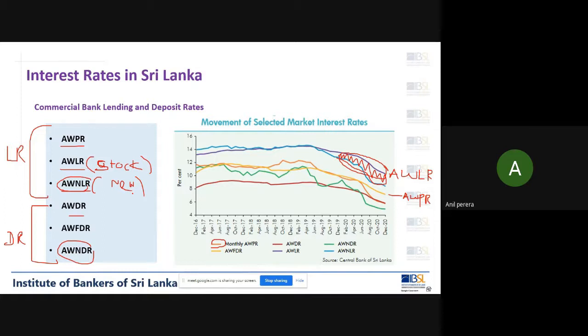a particular period. In this chart, the lowest line is the AWDR. If you look at this red line, this is the lowest rate in the economy. So that indicates on average what we receive for our deposits. Now, if you look at this, the lowest rate, the highest rate, that indicates the difference between AWLR and AWDR.